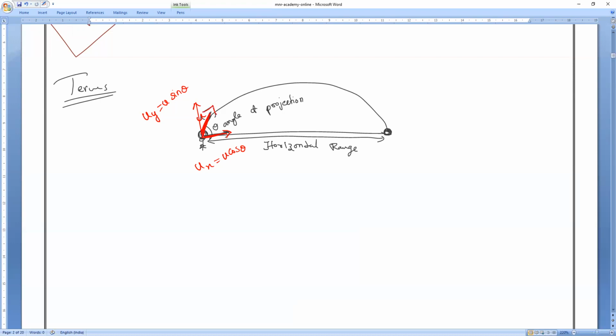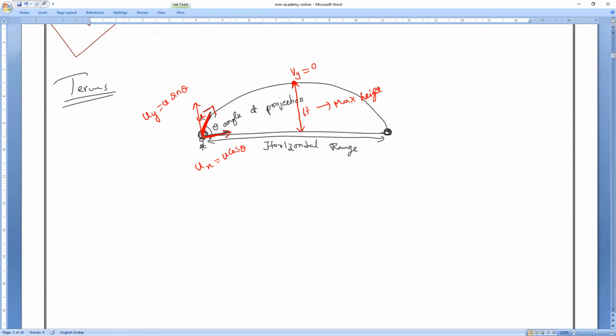Now when it reaches the top, the final velocity of the body in the y-axis becomes what at this point? 0. That is what we call the maximum height reached by the body. So how to derive it and what is the formula, everything we will discuss.